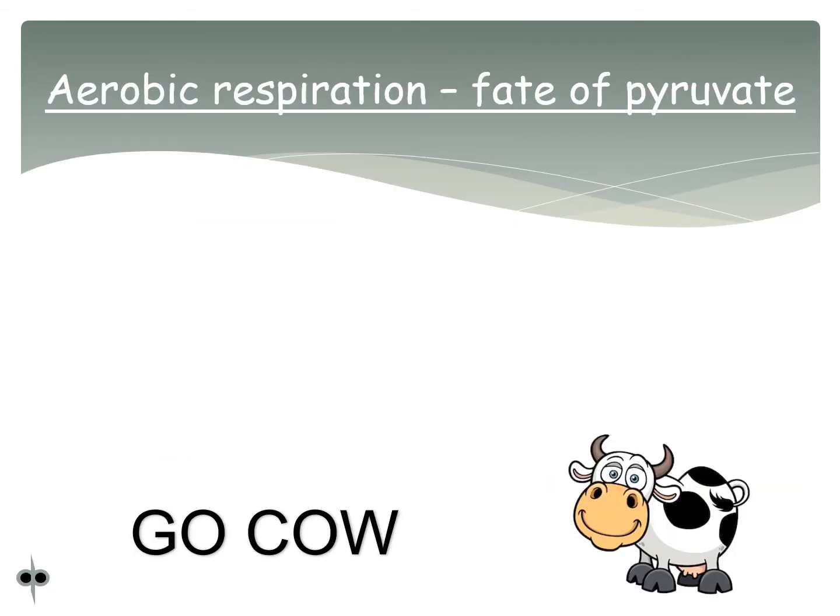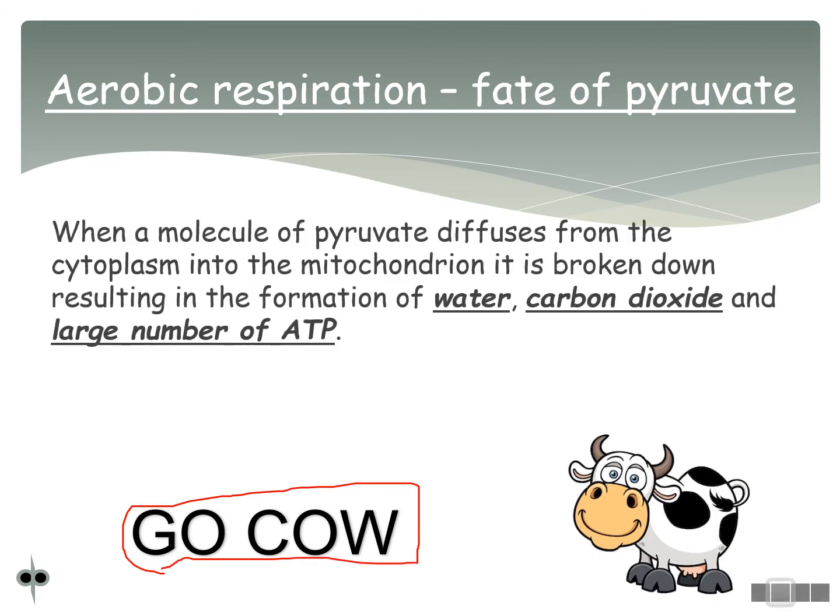So aerobic respiration. For aerobic respiration, it's important that you remember the saying, go cow. And we'll come to why that's important in a second. So when a molecule of pyruvate diffuses from the cytoplasm into the mitochondrion, it is broken down, resulting in the formation of water, carbon dioxide, and a large number of ATP. So you need to write that down and you need to know it.